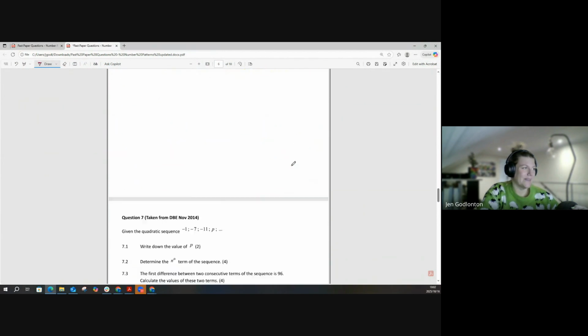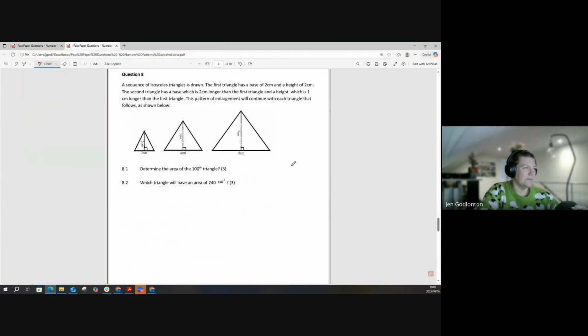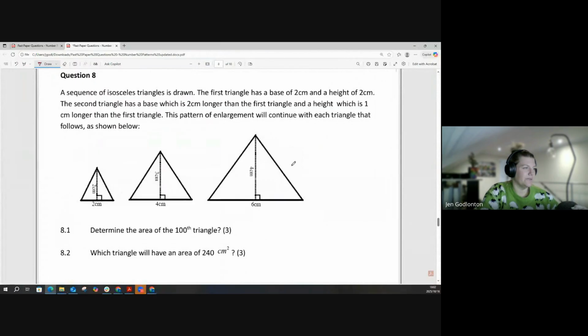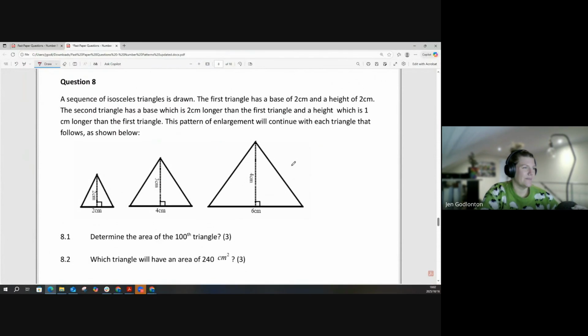All right. We will come back to question 7, but I want you to do question 8 while your brains are still fresher. A sequence of isosceles triangles, so remember isosceles triangles mean that two of the sides are the same as each other, is drawn. The first triangle has a base of 2 centimeters and a height of 2 centimeters. The second triangle has a base which is 2 centimeters longer than the first one and a height which is 1 centimeter longer. The pattern of the enlargement will continue with each triangle that follows as shown below.